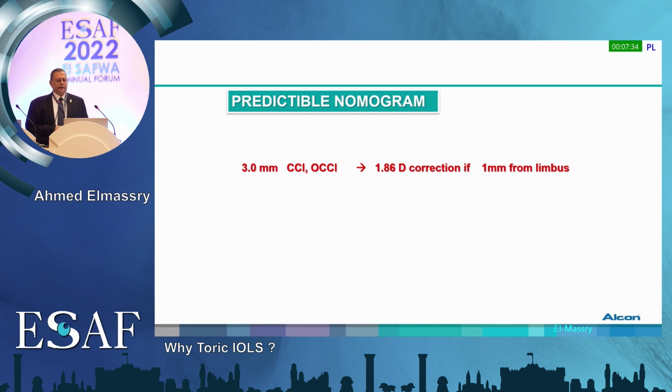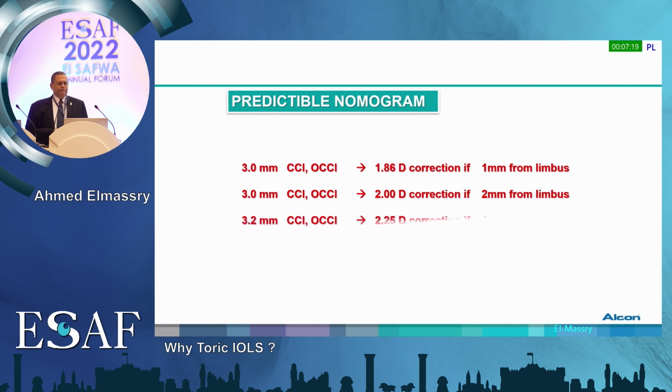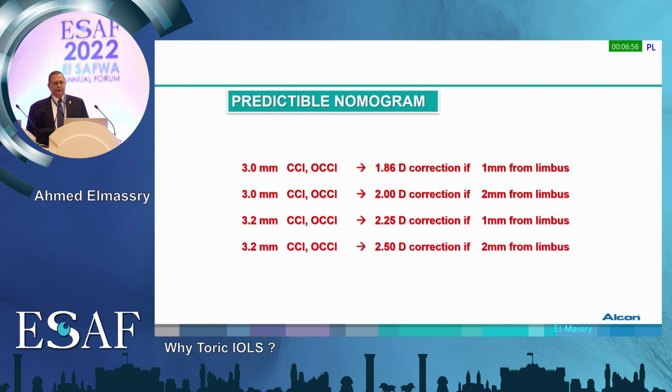We improve 1.86 diopters of correction if you are 1 millimeter from the limbus. And if this same 3 millimeter keratome incision becomes 2 millimeters from the limbus, more to the center, it improves 2 diopters of astigmatism. And if it is 3.2, which is wider, don't forget, in cases of ICL, many patients have astigmatism that could be corrected with the opening on the steep meridian and the opposite clear corneal incision. If you reach 3.2 millimeter, 1 millimeter from the limbus, it corrects up to 2.25 diopters of astigmatism. And if you reach 2 millimeters from the limbus with a 3.2 millimeter keratome, it corrects up to 2.5 diopters of astigmatism. This was a doctoral thesis published in 2014, and up till now, definitely it helps me.